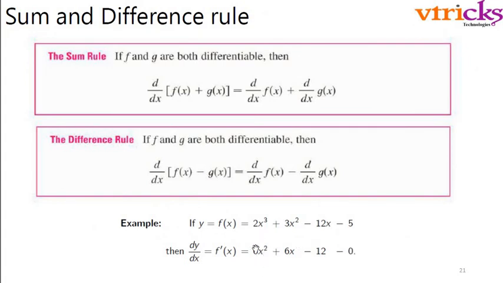So 2 into 3 will give me a 6x square. Now differentiate 3x square. For x square, it is 2x to the power 2 minus 1. So it is 2x, and 3 into 2x gives us 6x. Differentiation for y equal to x, this is just x, so it is 1. We get a minus 12, and we have seen differentiation of a constant is 0. So d by dx of 5 gives us 0. So what we have done? We have done the differentiation of each of these individual terms and just added the derivatives. So this is what sum rule tells us.